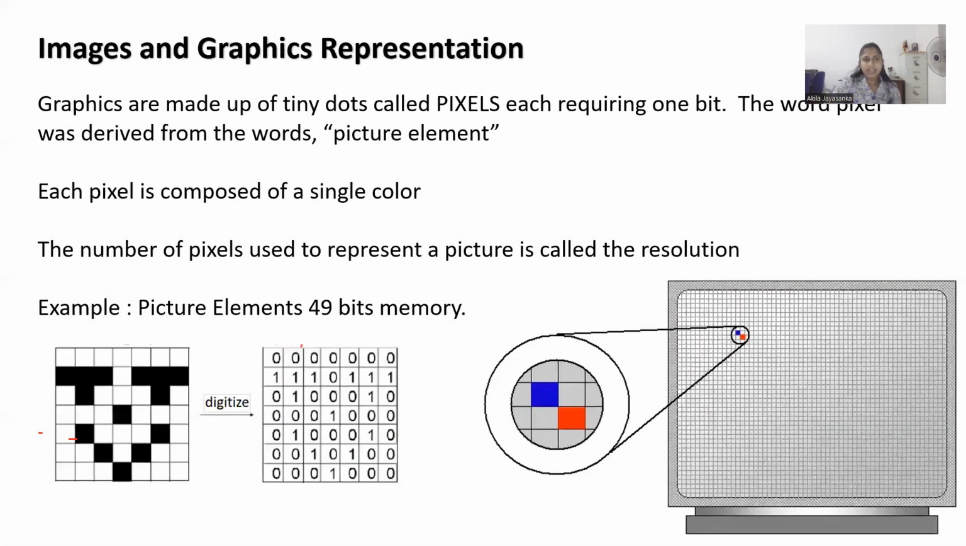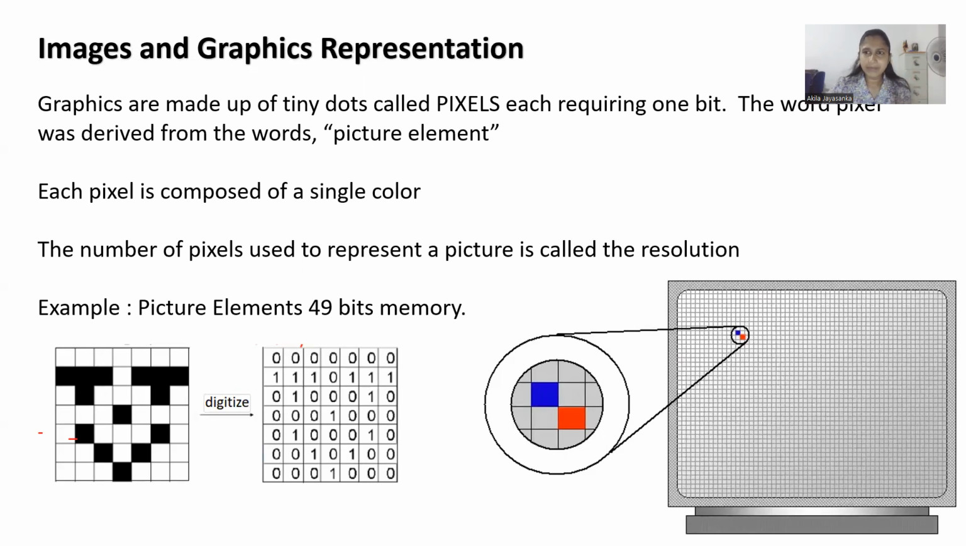So images and graphics representation. When we discuss image and graphic representations, most of the time graphics are made up of tiny dots called pixels. You can see if you zoom in on the image, when we see an image normally in its format it is very clear. But when we zoom in on those images, you can see these kinds of squares. Have you had that experience?